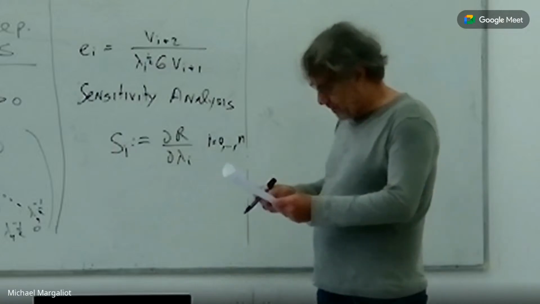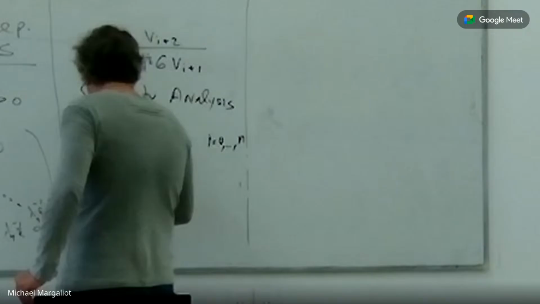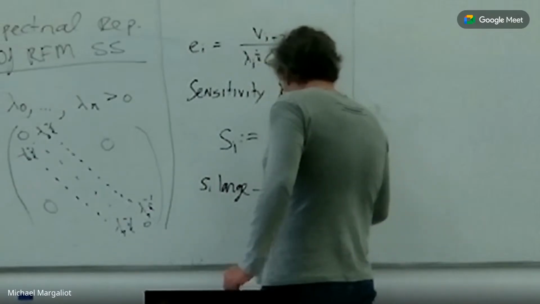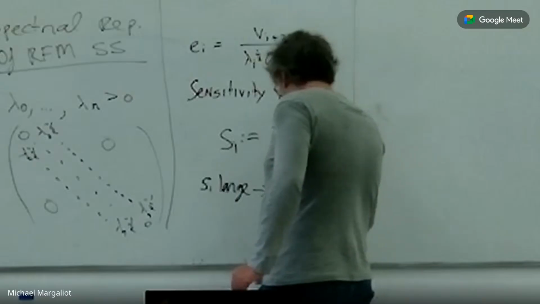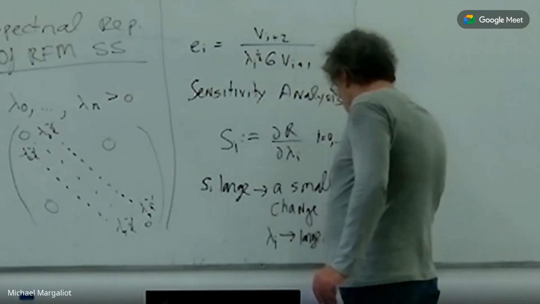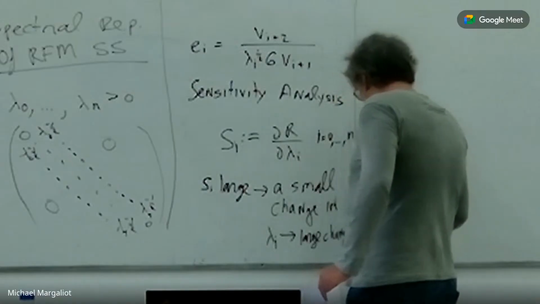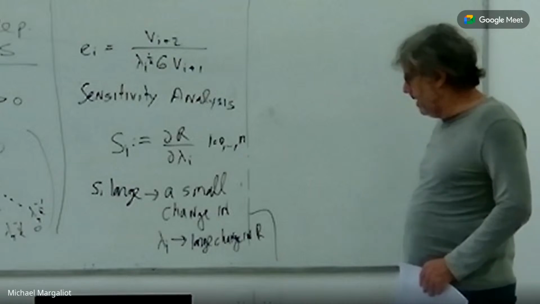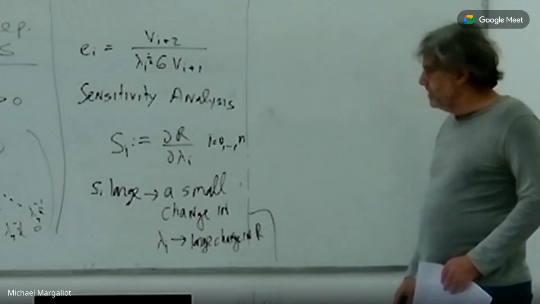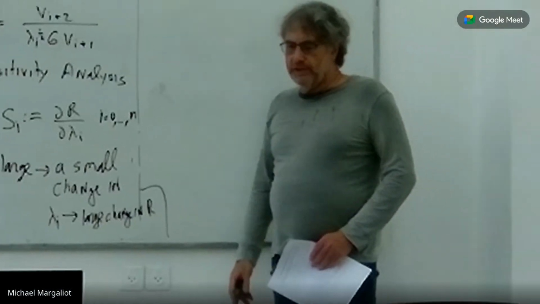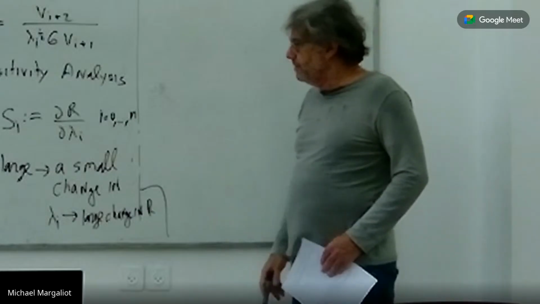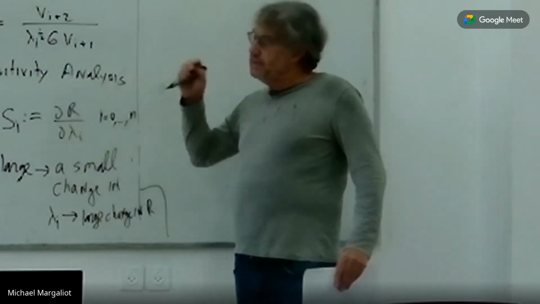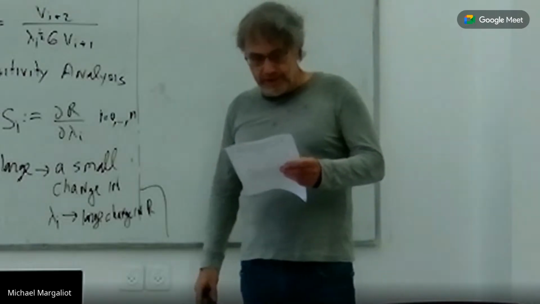So I want to know, for example, that SI large would mean that a small change in lambda I will cause a large change in R. And on the other hand, a small SI would mean that if I make a small change in lambda I, I will also get a small change in R. So in some sense, this can also provide me information as to which lambda i's are more important and which are less important in the context of, say, maximizing or minimizing the steady state production rate.